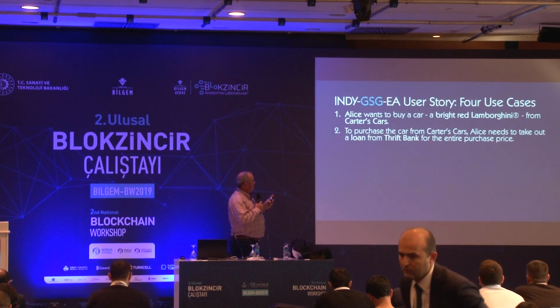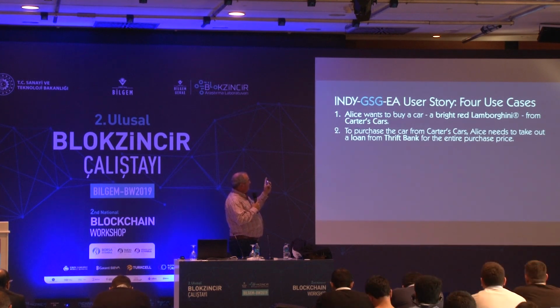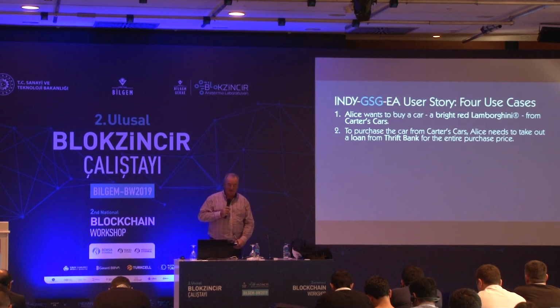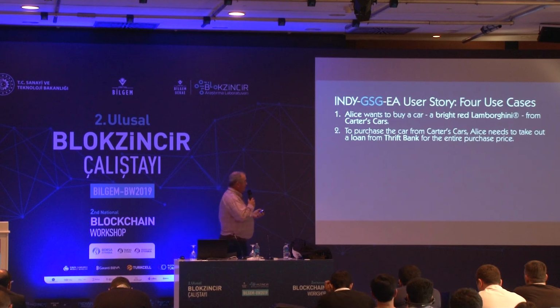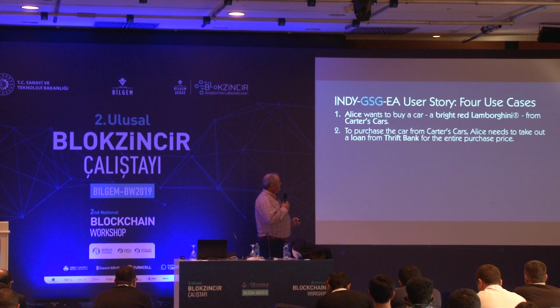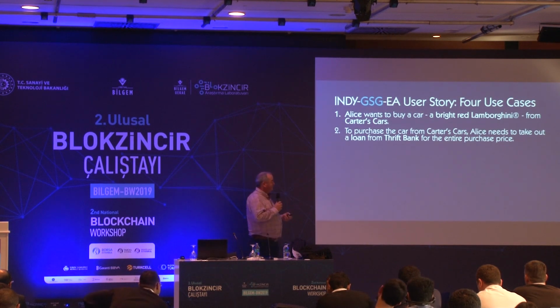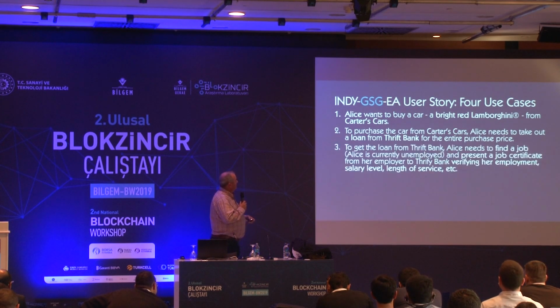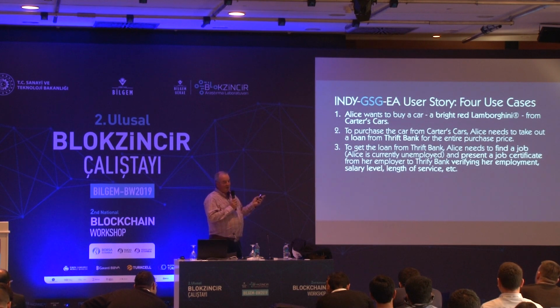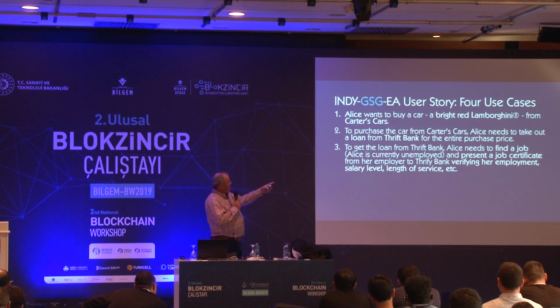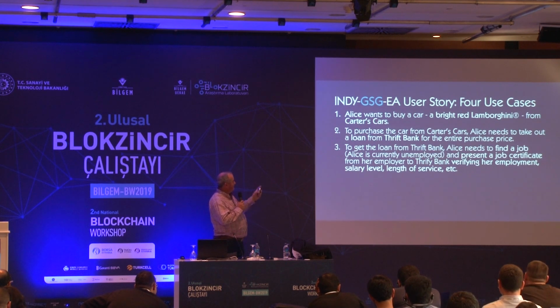To purchase the car from Carter's Cars, Alice needs to take out a loan from the thrift bank for the entire purchase price. So maybe it's not 100% realistic, but that's the idea. Here we learn that Carter's Cars is involved again, and Alice is involved again, and we have this new actor called Thrift Bank, and we have some sort of loan, some sort of business document and business process that needs to be enacted. To get the loan, Alice needs to find a job. She wants a Lamborghini, but she doesn't have a job. So maybe we're not as realistic as I hoped. She needs to present a job certificate from her employer to the bank, verifying her employment, salary level, and length of service. So she needs to get a loan, she has to find a job, and then she has to get verification to give to the bank.